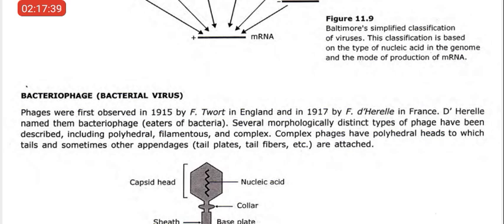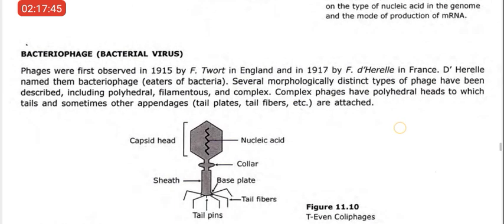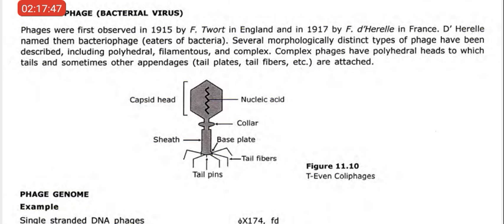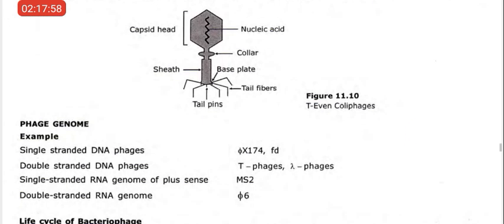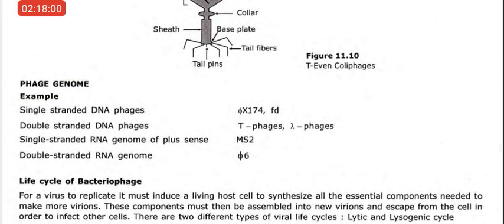Complex phages have polyhedral heads to which tails and sometimes other appendages, tail plates, tail fibers, etc. are attached. Capsid head, nucleic acid, collar, sheath, base plate, tail fibers, tail pins. T-even coliphages. Single-stranded DNA phage, double-stranded DNA phage, single-stranded RNA genome of plus sense, double-stranded RNA genome.